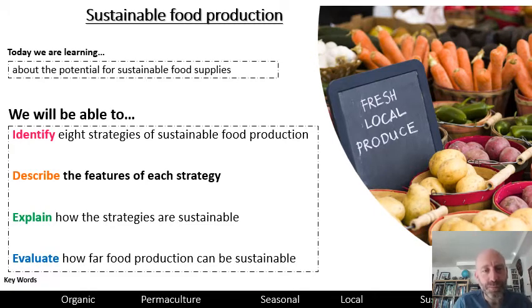So I'm going to be looking at the potential for sustainable food supply. So we've obviously seen that we can increase food in various ways, but they're not always sustainable. So we're going to be looking at 8 strategies of producing sustainable food, describing and explaining those strategies and why they are sustainable, and then looking at a specific example.